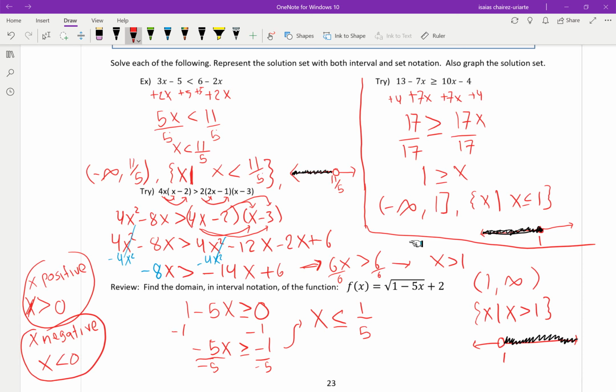Okay, so that's my domain. My domain is all the values that are less than or equal to 1/5. So in interval notation, that goes something like this: negative infinity to 1/5 with a bracket. Okay, so hopefully we agreed. If you work these examples out, we all agree on the answers. Let's move on.